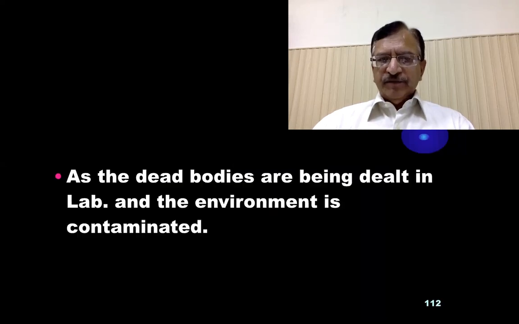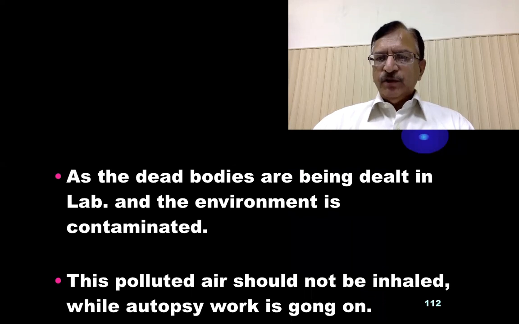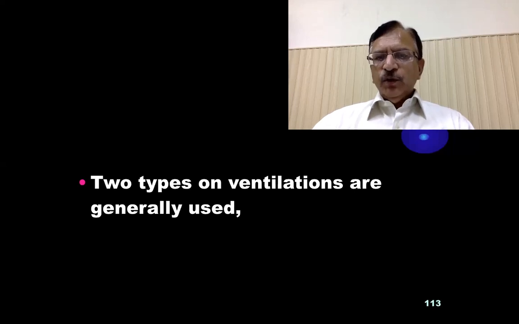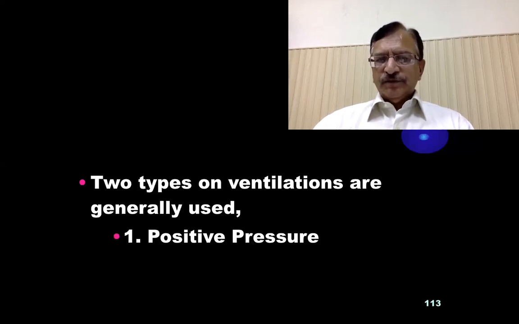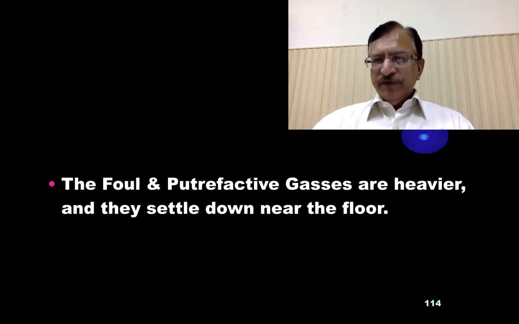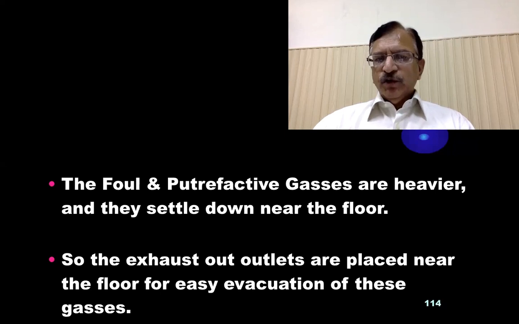Then regarding ventilation, as the dead bodies are being dealt with in the lab and the environment is contaminated, this polluted air should not be inhaled while the autopsy work is going on. Two types of ventilation are generally used, a positive pressure and a negative pressure. The foul smelling and putrefactive gases, as we know, are heavier and they settle down near the floor. So the exhaust outlets are placed near the floor for necessary evacuation of these gases. That is, the exhaust holes and the outlet should be at the floor level.